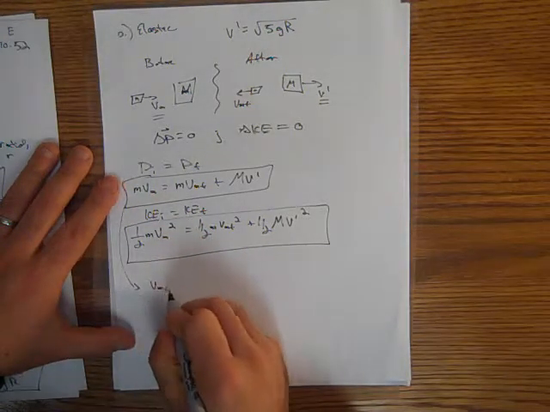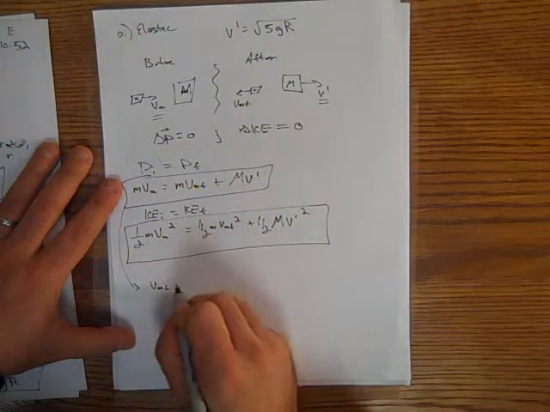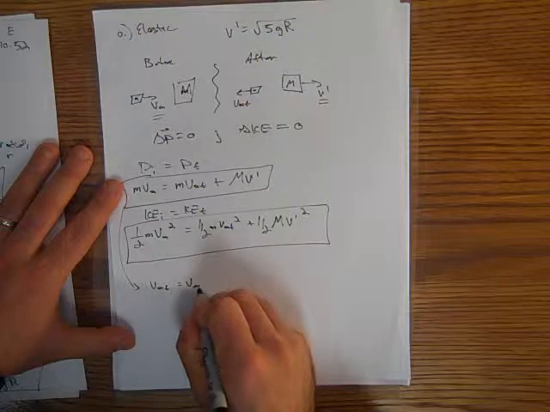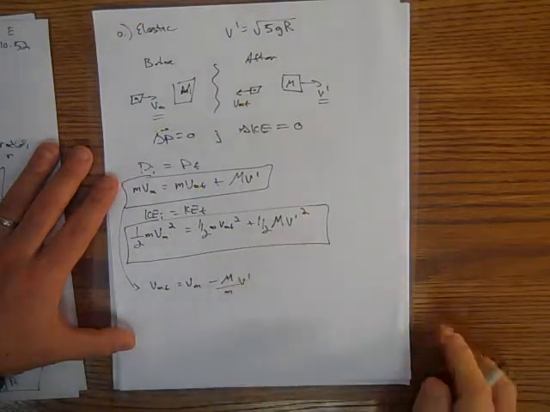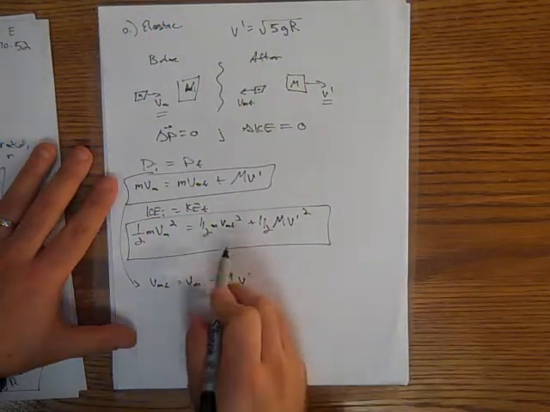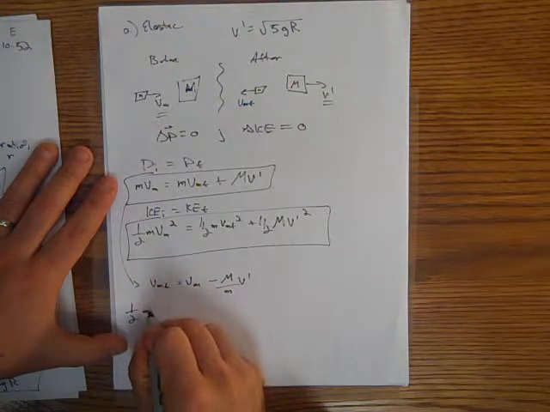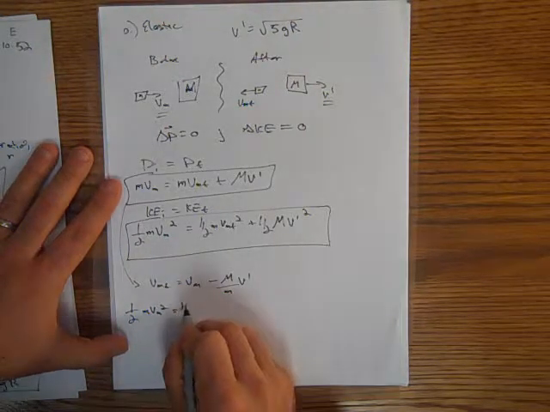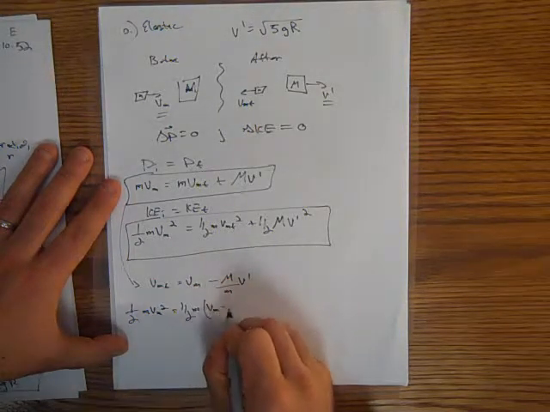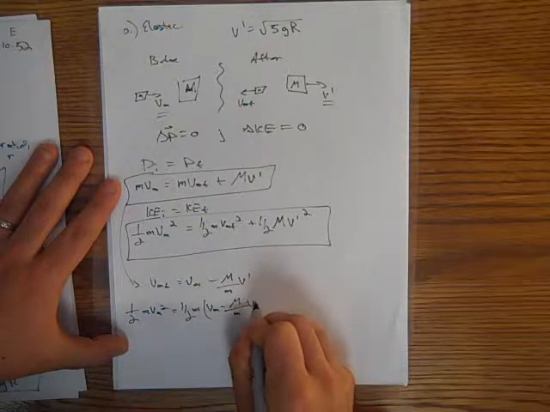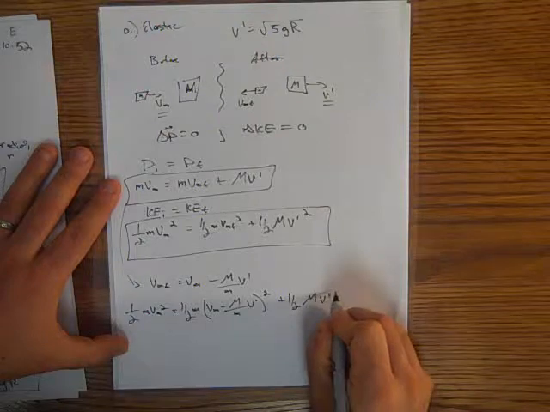And so for Vm final, I'll bring this to the other side and divide by little m. I get Vm minus big M over little m, V prime. And then I'm going to plug this directly into the kinetic energy expression. So I get 1/2 little m Vm squared is equal to 1/2 little m, and I'm going to plug that in here, Vm minus big M over little m, V prime, square that whole thing, plus 1/2 big M V prime squared.